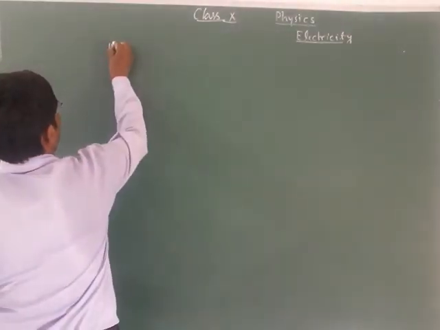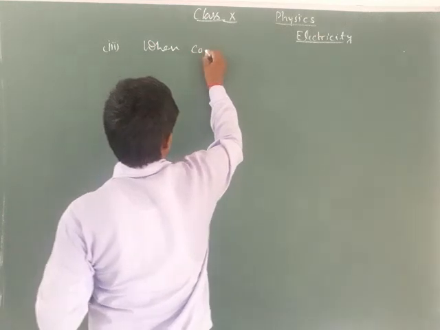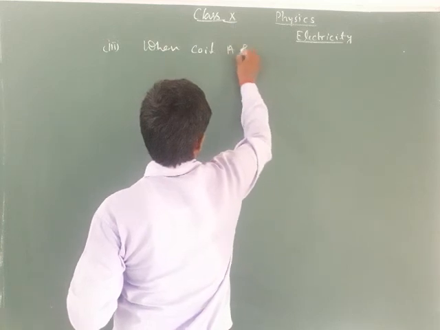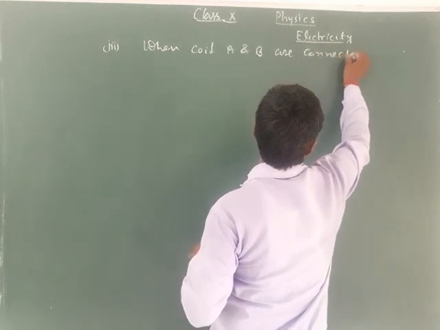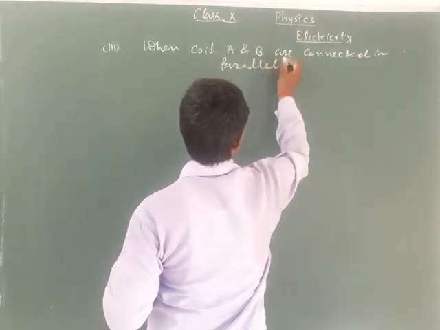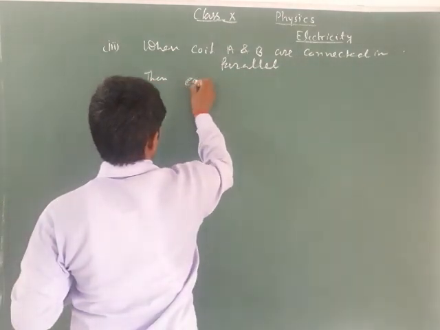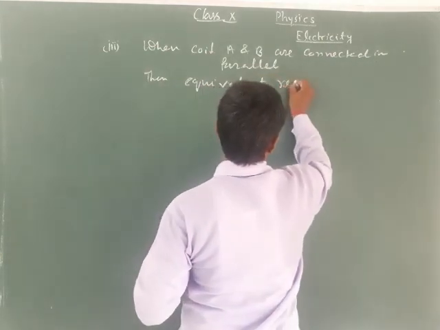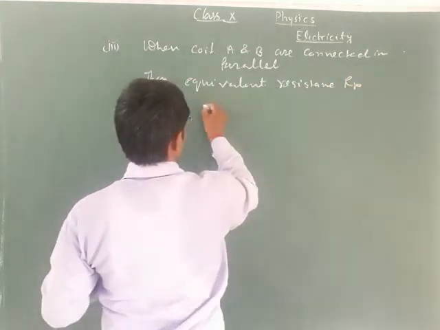And also third part, when coils A and B are connected in parallel, then equivalent resistance Rp.